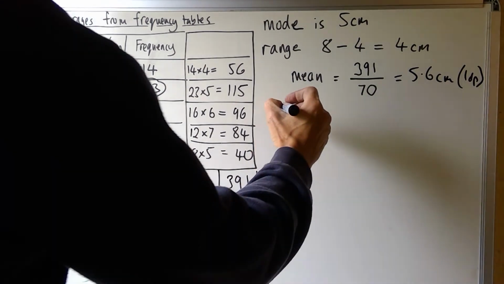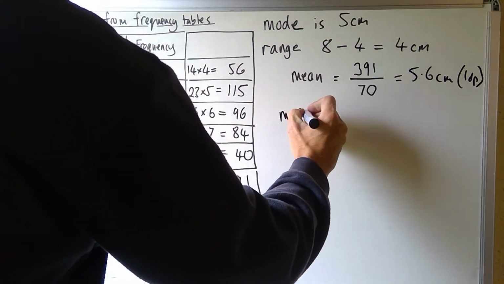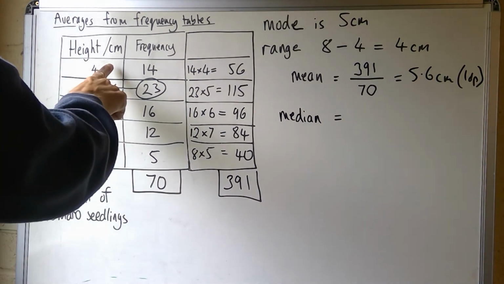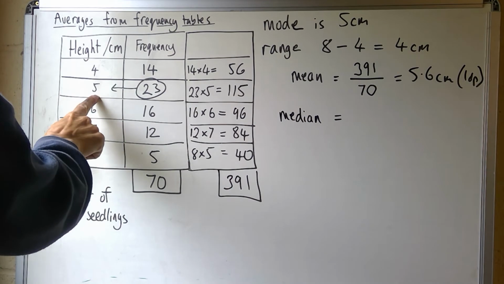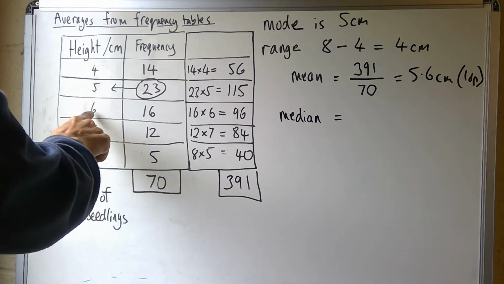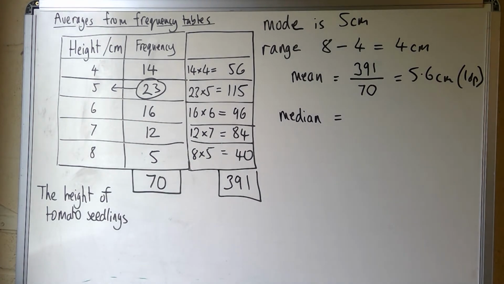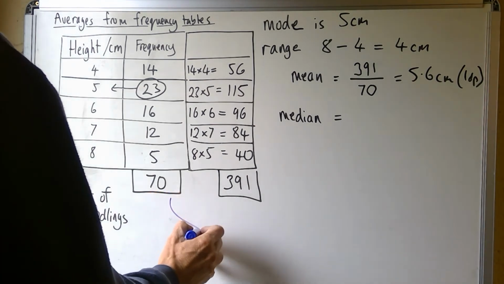The final one I want to calculate is the median. And this one is actually, in many ways, the trickiest. A most common mistake is people say there's 1, 2, 3, 4, 5, so the middle one is going to be 6. But because these have got different amounts of plants at each height, it doesn't work like that. To calculate the median, we're looking for the middle plant. And you've got to remember, there were 70 plants.